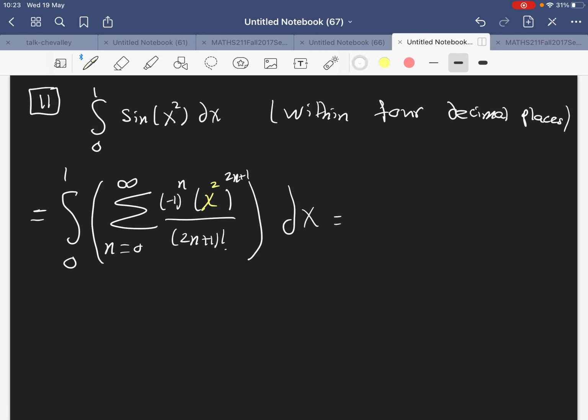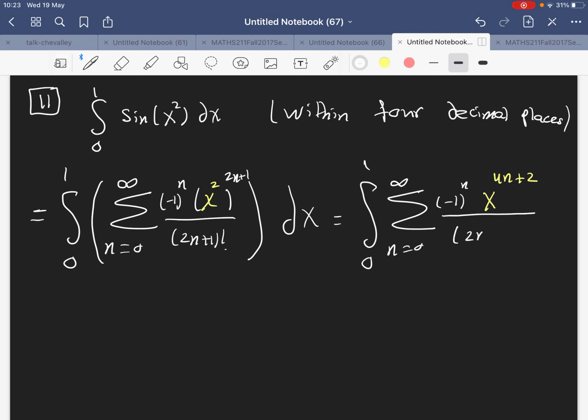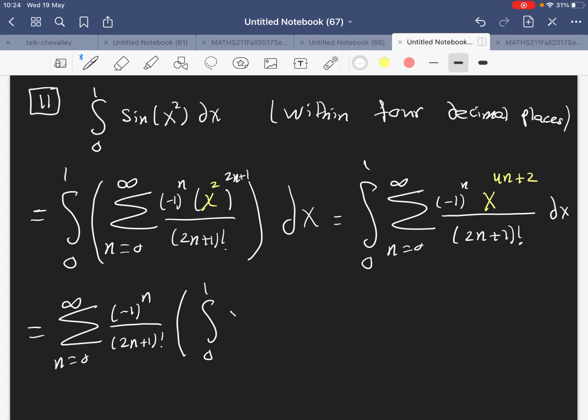Now I think we can simplify everything. So this is the integral from 0 to 1, summation from n equals 0 to infinity, (-1) to the n, and then here we have x to the power of 4n plus 2 divided by (2n plus 1) factorial, dx. Now, of course, the summation and the integral can be exchanged. Everything with n can go outside. They have nothing to do with x. And then we have this integral, which is from 0 to 1, x to the 4n plus 2, dx.